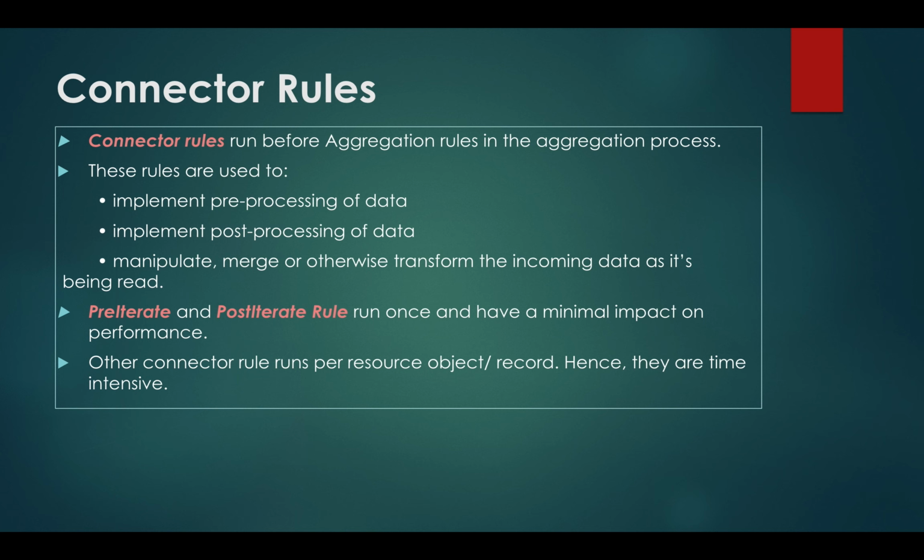Basically, we have a distinction between pre-iterate and post-iterate rules. These rules always run once and have minimal impact on performance, but other connector rules such as the build map rule run for every resource object, or the data being read from the application. Therefore, these kinds of rules are very time consuming and time intensive. So a choice must be made about what kind of logic needs to fit into the rules we write under the connector rules category.